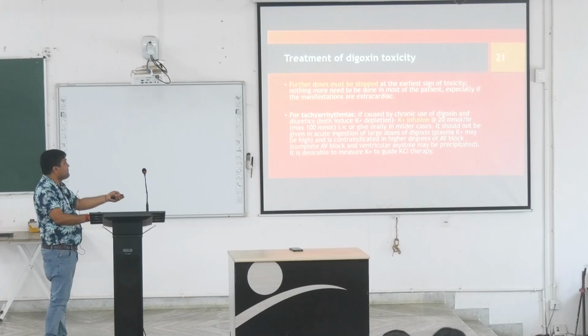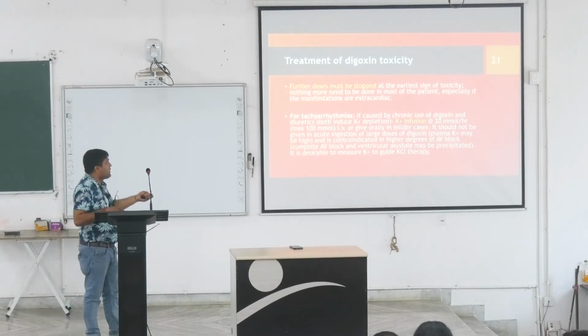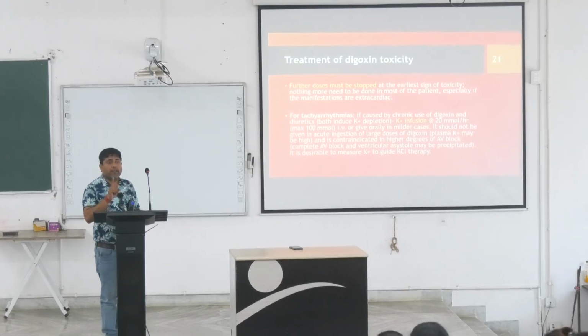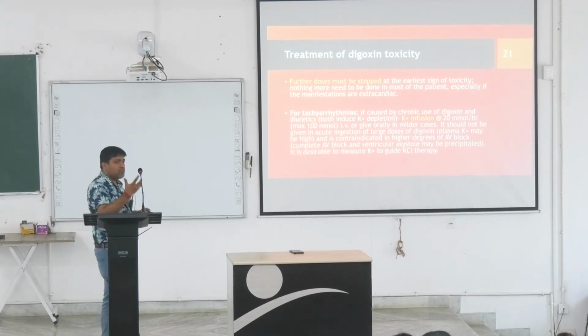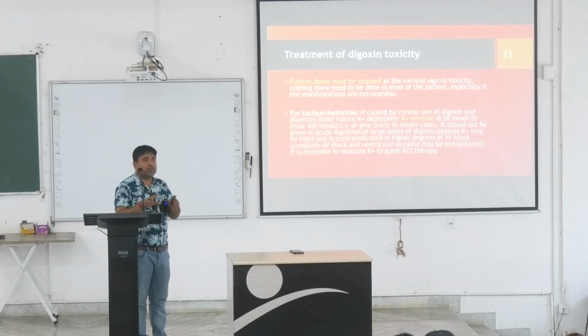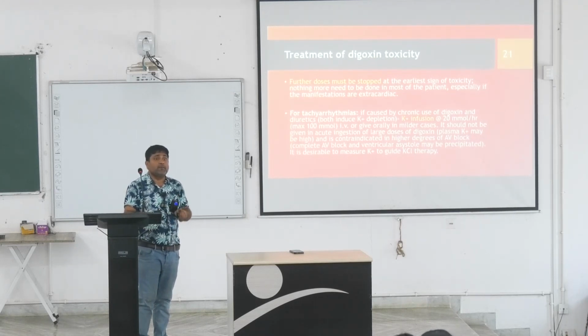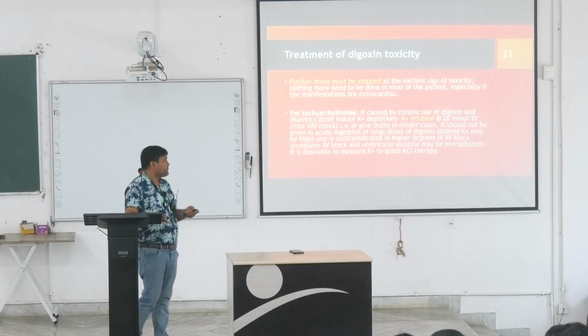So potassium infusion is given intravenously, or orally in milder cases, but it should not be given in a patient with acute toxicity of digoxin. Large doses of digoxin acutely have caused toxicity. There we will not use it, and in a patient with variable atrioventricular block we will not use it. Why?